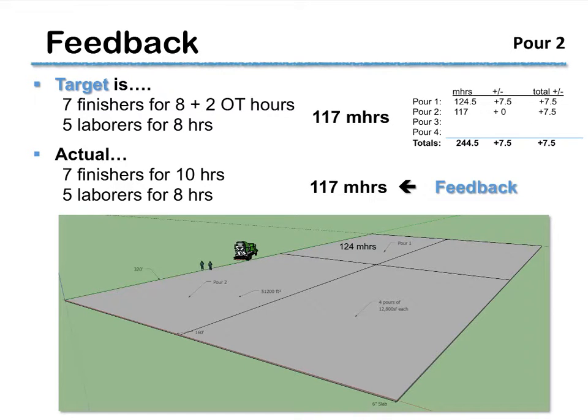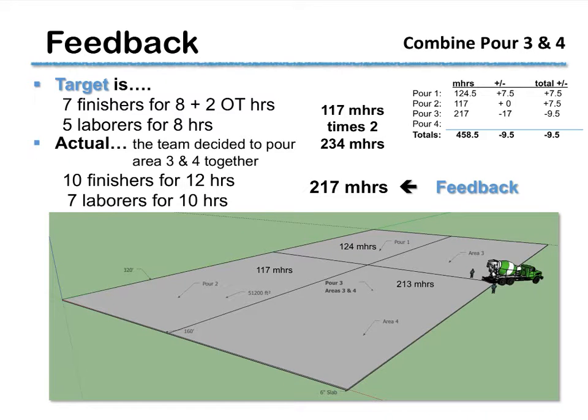Pour number 2. Remember, the target is 117 man hours, and what we actually did is 7 finishers with 10 hours, including 2 hours of overtime, 5 laborers with 8 hours, and that gave us 117 man hours, which means we met the budget. And if you look back up here on our chart, for the second pour, we didn't go over or under, and we still have a plus of 7.5 man hours over the budget.